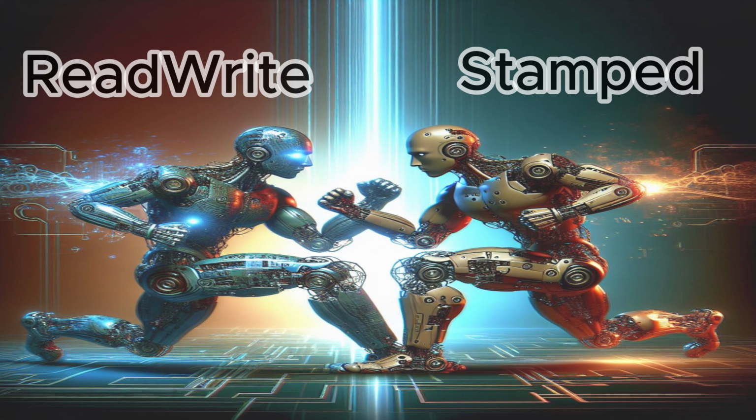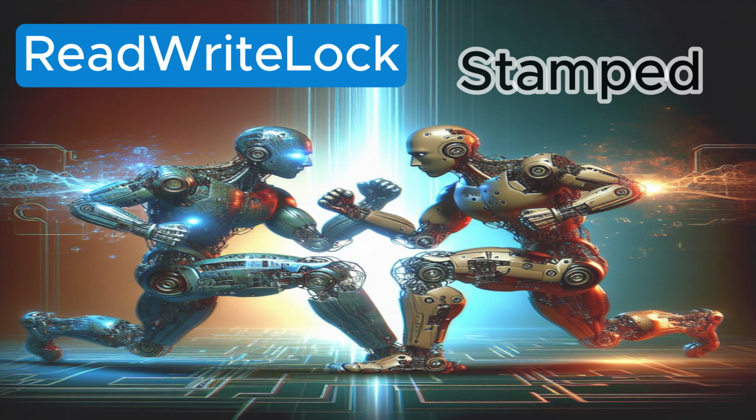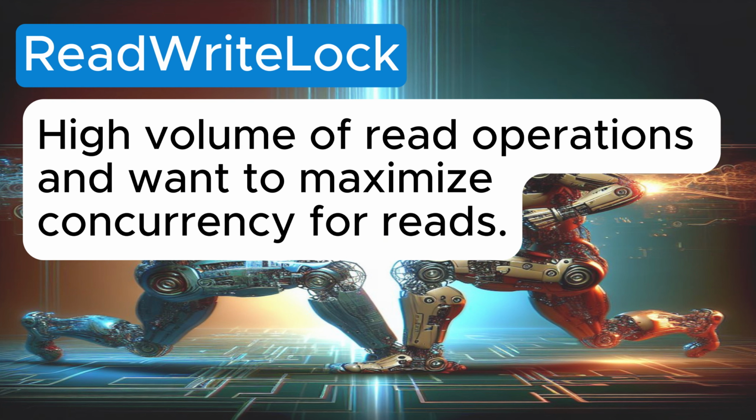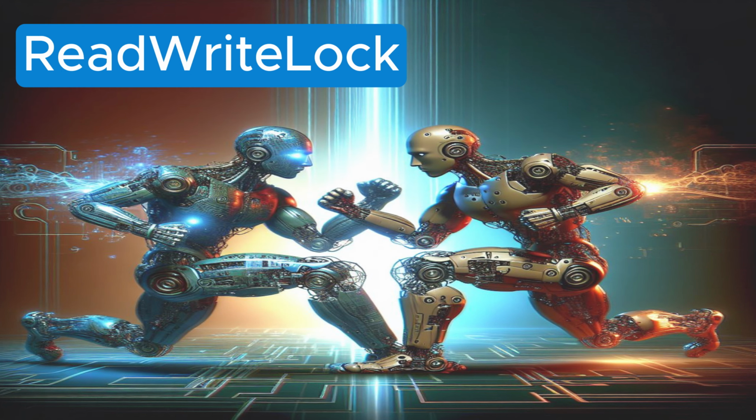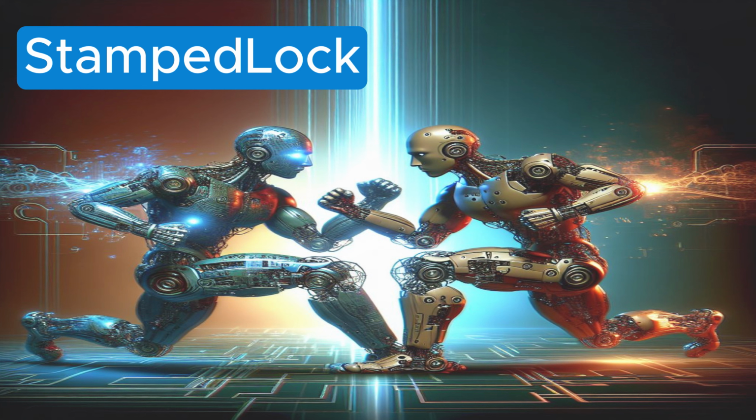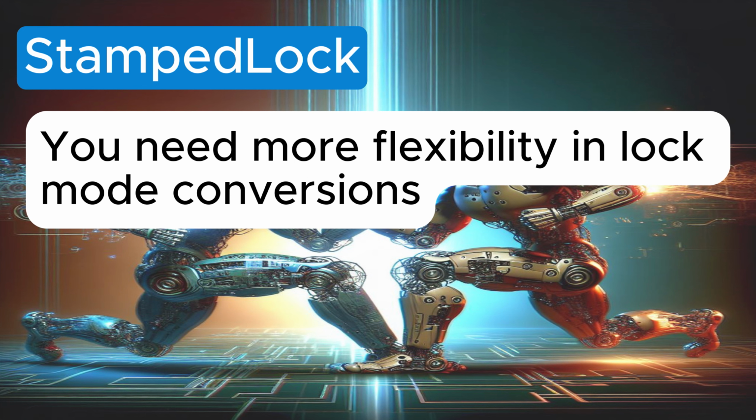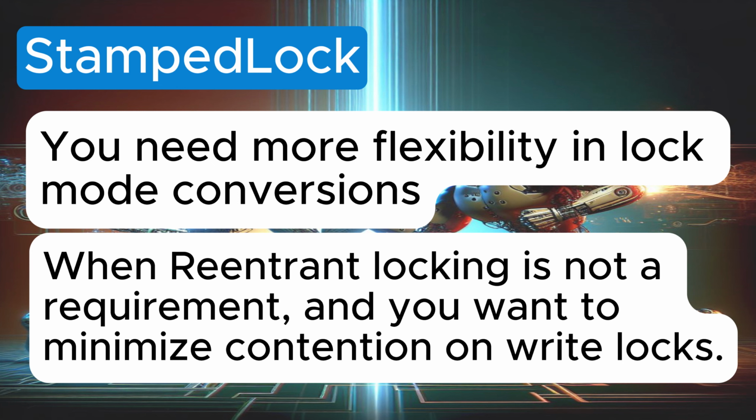So after seeing this explanation, you might be thinking, what is the difference between ReadWriteLock and StampedLock? Like when to use which implementation? You can use ReadWriteLock when you have a high volume of read operations and want to maximize the concurrency of reads. Also, when simple read or write semantics are sufficient, you don't need any optimistic locking. On the other hand, you can use stamped lock when you want more flexibility in lock mode conversions, such as upgrading an optimistic read to the standard read lock that we just saw in our previous example. Also, when reentrant locking is not a requirement and you want to minimize the contention with write locks, then you can make use of stamped lock.